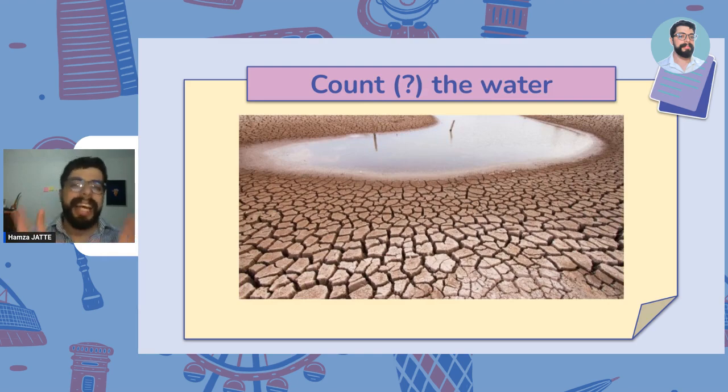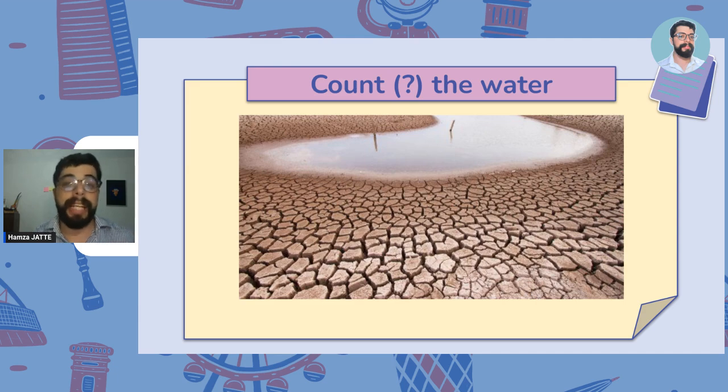And the next question is actually quite weird, because count the water. Normally, we don't count the water. We don't say 1 water, 2 waters, 3 waters. We will see later what we call these kinds of words. But normally, we can say how much water is there. I just used count the water to keep up with the previous picture.